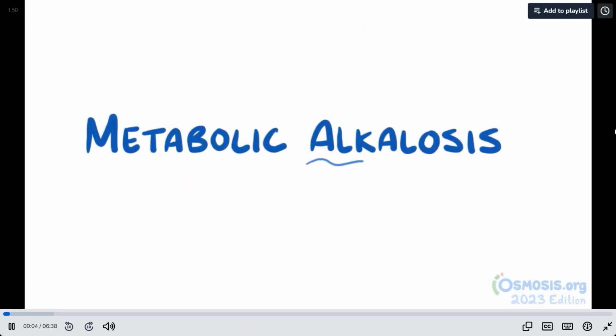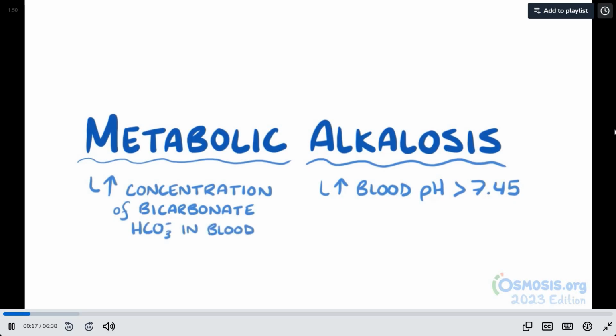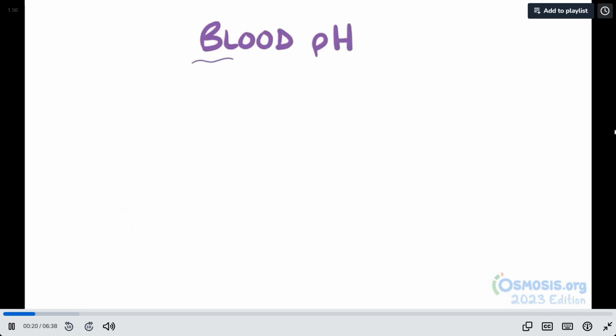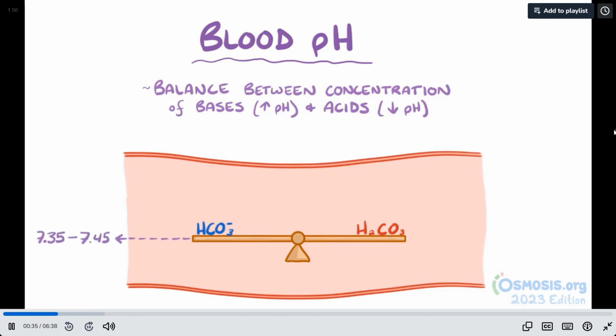With metabolic alkalosis, alkalosis refers to a process that raises blood pH above 7.45, and metabolic refers to the fact that it's caused by an increase in the concentration of bicarbonate, or HCO3-, in the blood. Normally, blood pH depends on the balance or ratio between the concentration of bases, mainly bicarbonate, which increases the pH, and acids, which decrease the pH. The blood pH needs to be constantly between 7.35 and 7.45.